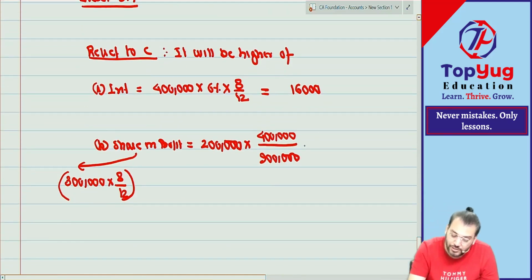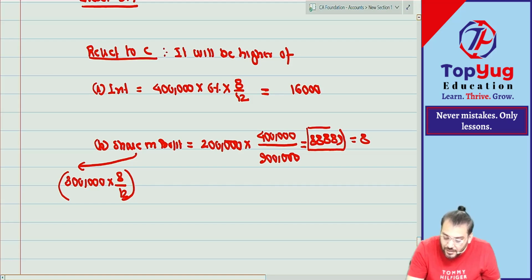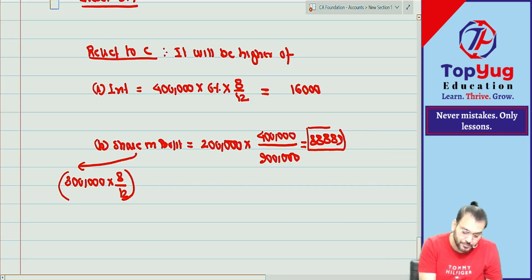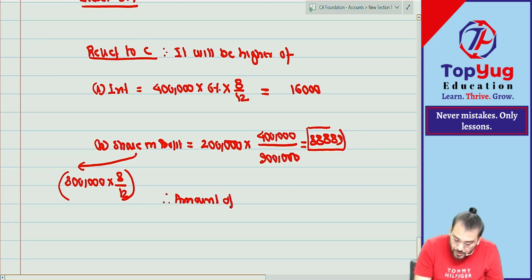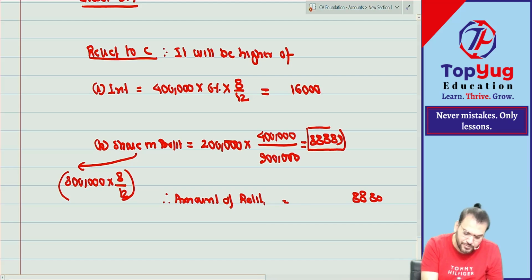Bolo. So this is how much? 88,889. So it means higher is what? This is higher. Means he is entitled to what? Relief is equal to what? Therefore, amount of relief is equal to 88,890. Can I write down? Better 890.